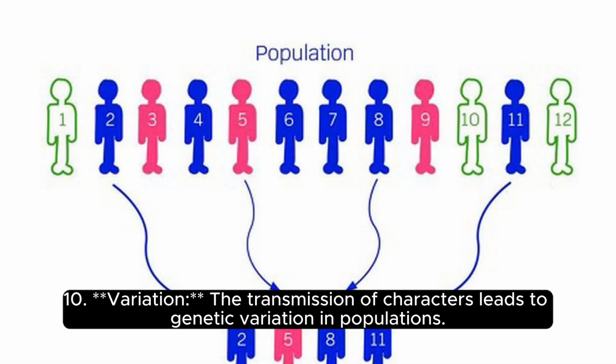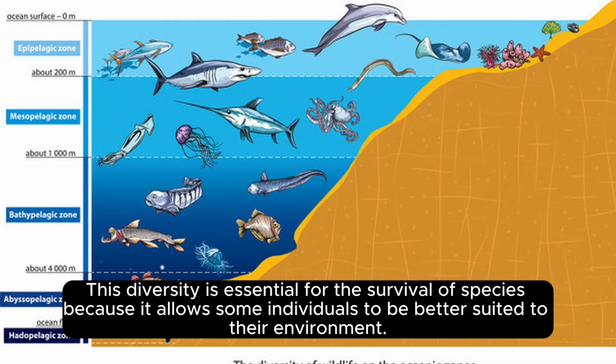10. Variation. The transmission of characters leads to genetic variation in populations. This diversity is essential for the survival of species because it allows some individuals to be better suited to their environment.